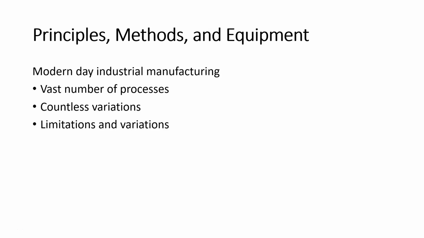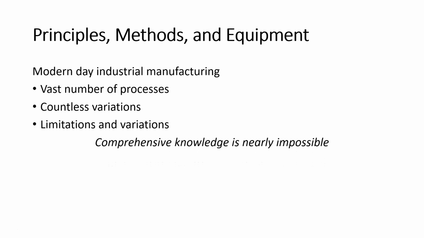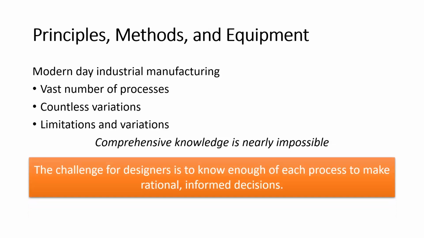There's limitations and variations with each one of these processes. So the sum result here is that comprehensive knowledge is nearly impossible, right? You can't be an engineer, a designer, a technician, and know how everything can be produced, whether it's metal or plastic, all the variations. So it's not something that we can do. So the challenge for designers is to know enough of each process and to make rational and informed decisions based on that limited knowledge.